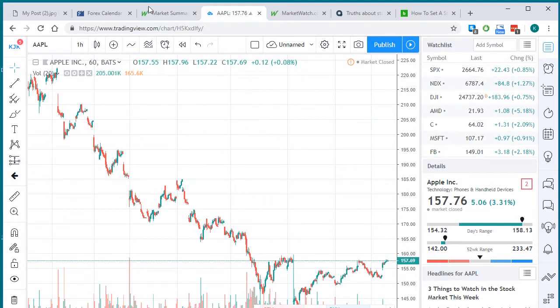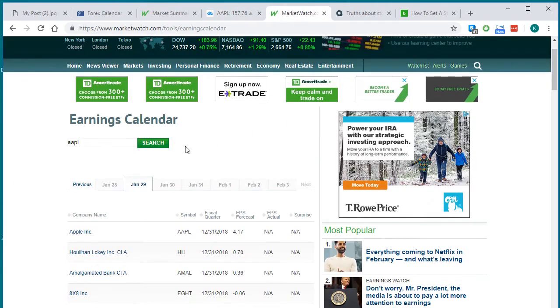I probably wouldn't buy it. I would probably look for shorting opportunities. But that's what I mean when I say before you jump in, you get excited, you get a trade tip, look at your instrument in different time frames.